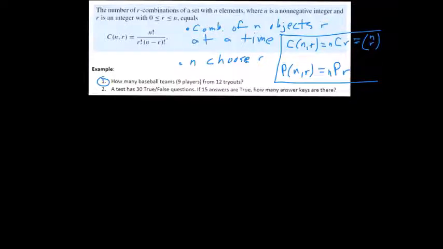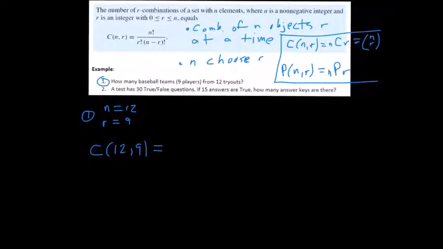How many different ways can you take 12 people trying out, and choose 9 of them to be on a baseball team? Well, there are 12 people trying, so n is equal to 12, and we're going to be choosing 9 of them. So r is equal to 9. So this is combinations of 12 objects taken 9 at a time.